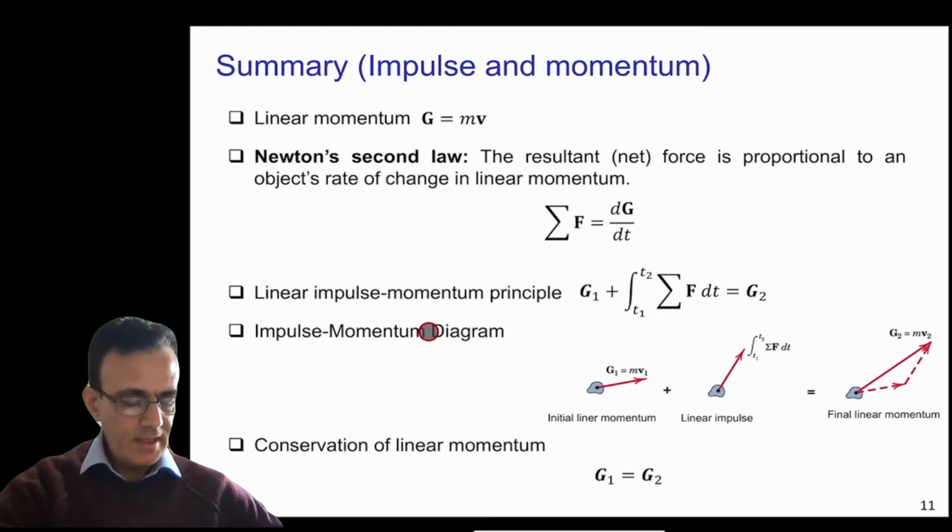And finally, we introduced the conservation of linear momentum, which is if the applied forces on the body are zero, if there is no external force on the body, then the initial momentum should be equal to the final momentum, and this is what we call the conservation of linear momentum.